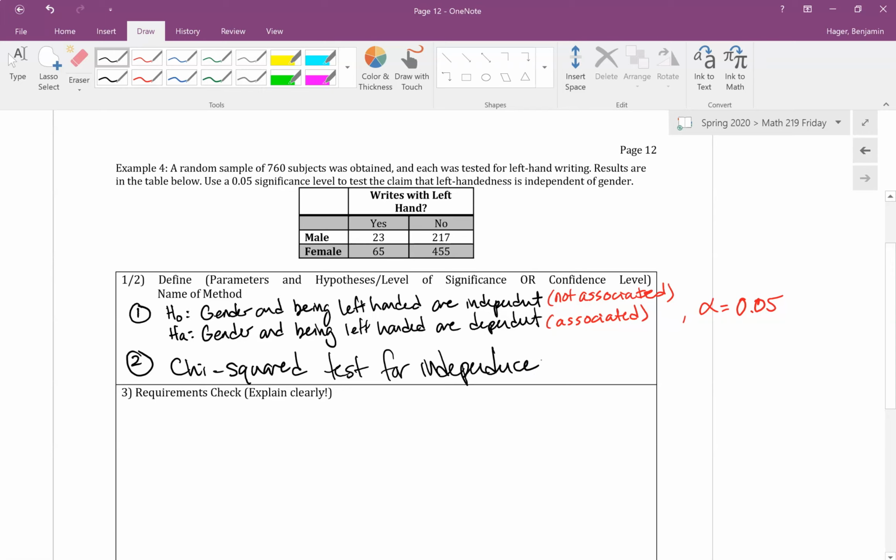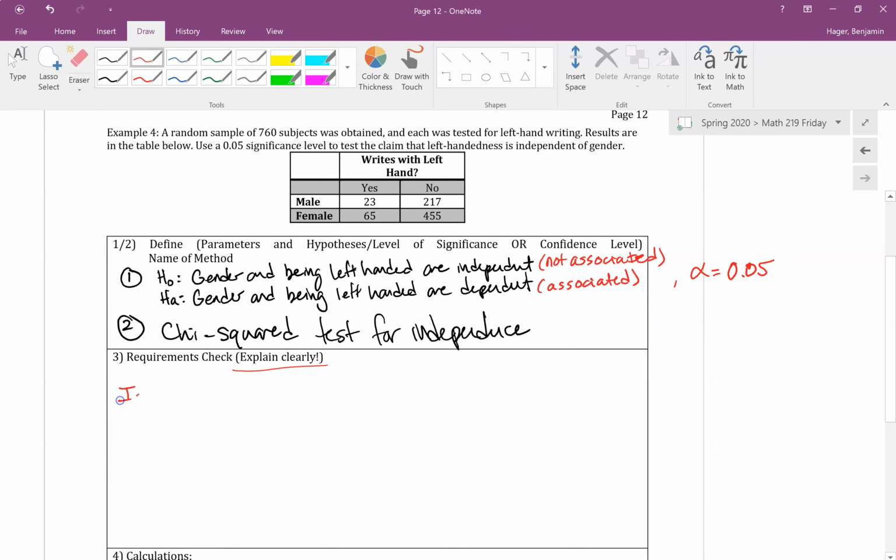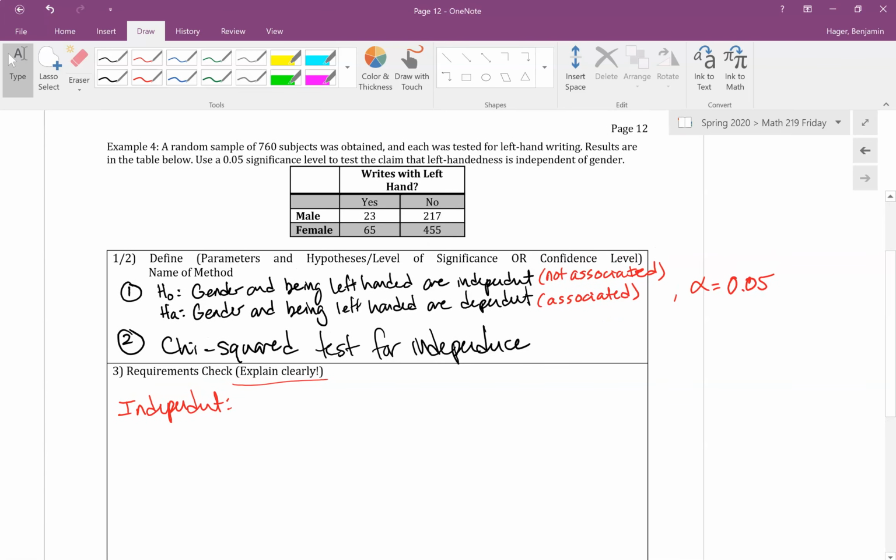All right. Check the requirements and explain clearly. Okay, well, let's say independent. Do we meet that requirement? I don't know how many people we're talking about here. Let's actually find these column and row totals because I'm going to need that. So let's find these totals.